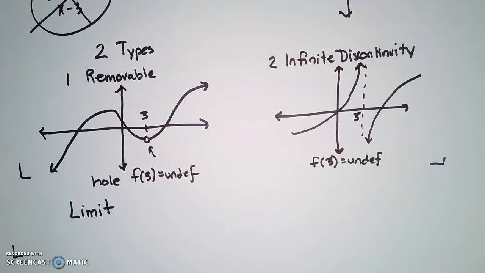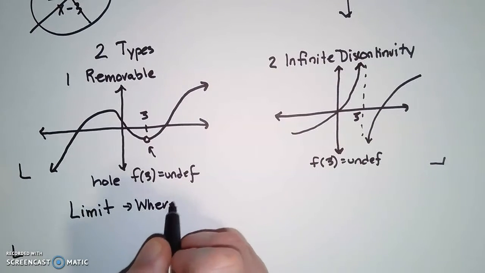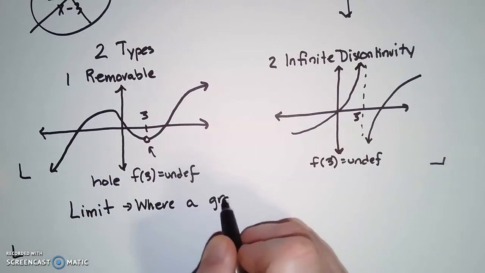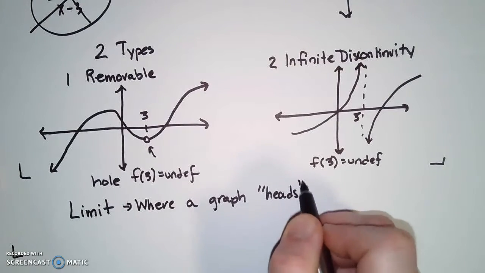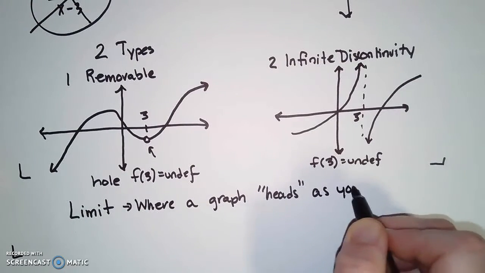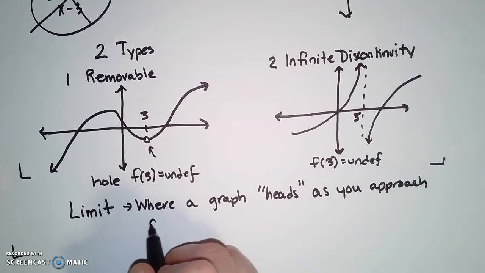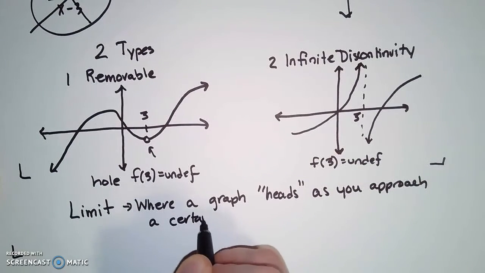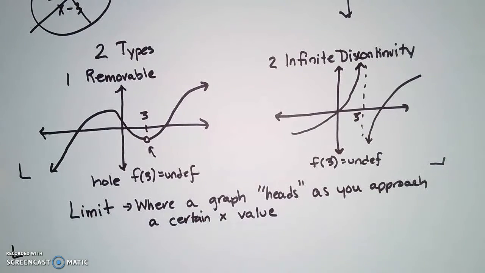And the limit doesn't actually have to do with the value. It's about where a graph heads as you approach a certain x value. So it's about talking about where the graph heads as you approach a certain x value.